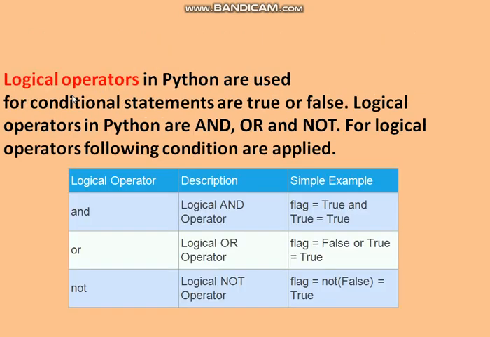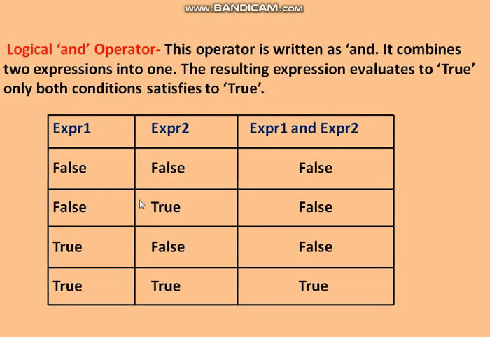Logical operators in Python are used for conditional statements that are true or false. Logical operators in Python are and, or, and not. Logical AND operator. This operator is written as AND. It combines two expressions into one. The resulting expression evaluates to true only if both conditions are true.